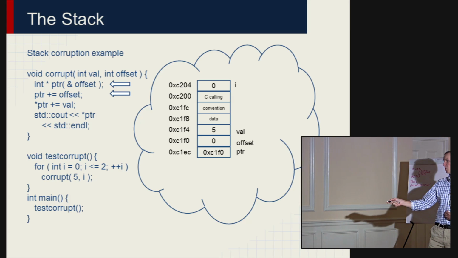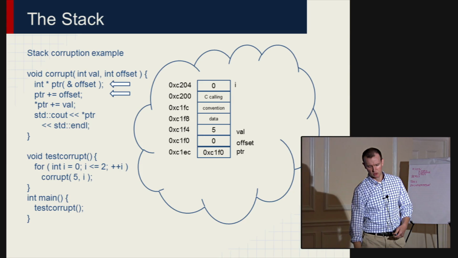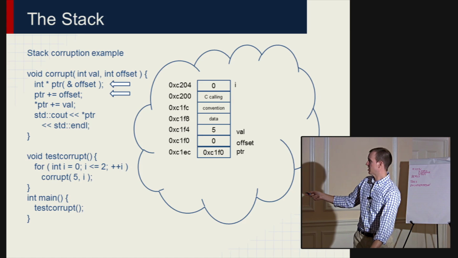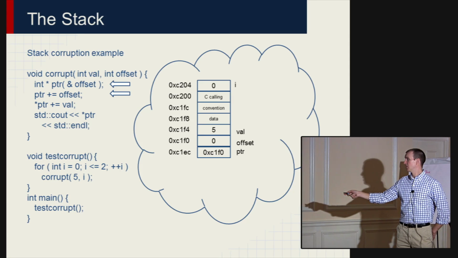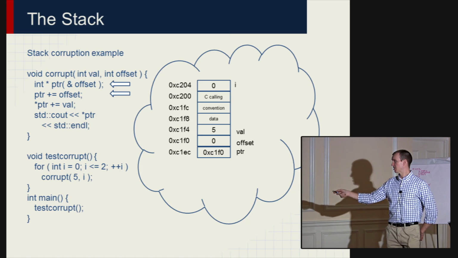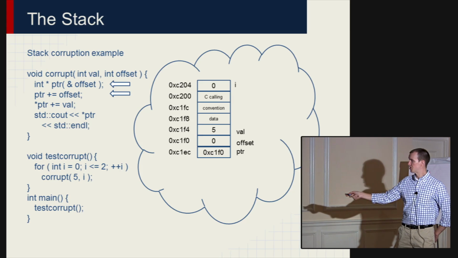Okay, so here's my function that I'm going to run. I'll call from main, test corrupt. And I'm going to start with i equals 0, and I'm going to increment i, and call corrupt of 5, i. 5 will be val, and i will be the offset. So the first time I call it, I call corrupt 5, 0. So I get the value pointer, initialize it to offset. Here I put some C calling convention data. Here's val, which is 5. Here's offset of 0. And then here's the pointer that gets allocated on the stack. And I'm initializing it to the location of offset. So that's C1F0.